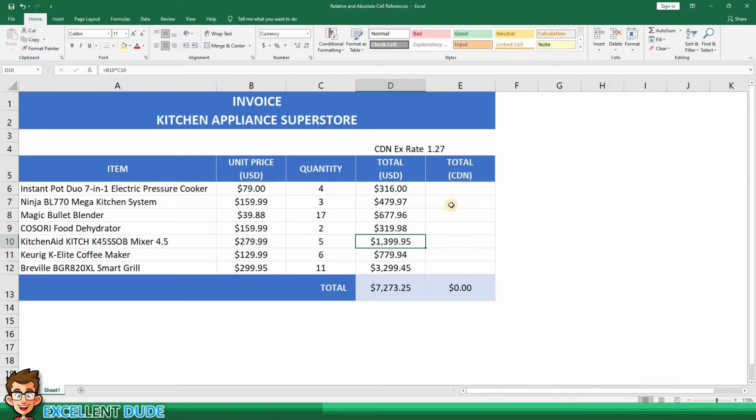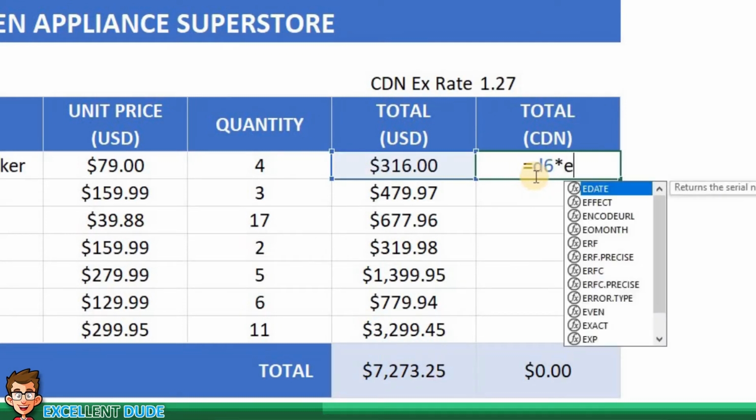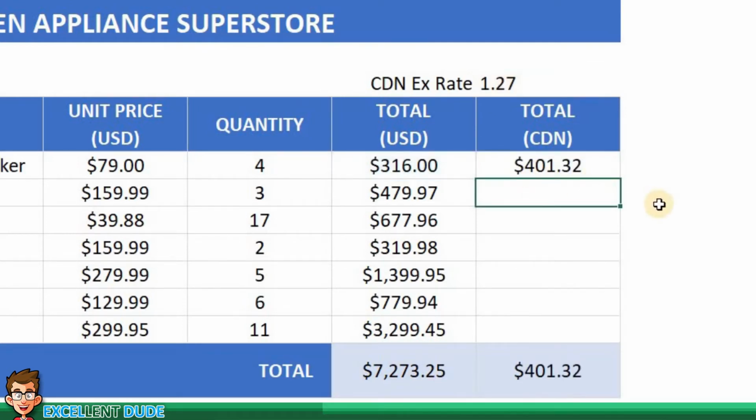Let's say I would like to see the totals in Canadian funds. I know the exchange rate is 1.27 in cell E4. This means that for every US dollar, the value in Canadian dollars is $1.27. Next, I want to take the row total and multiply it by the exchange rate in cell E4. So the formula would be equals D6 times E4 and press enter.